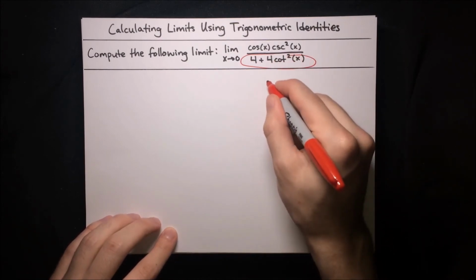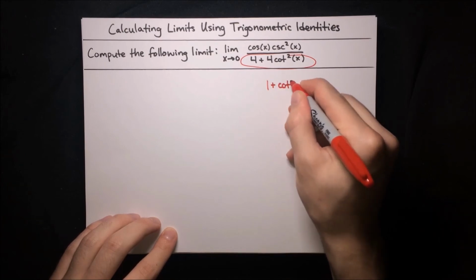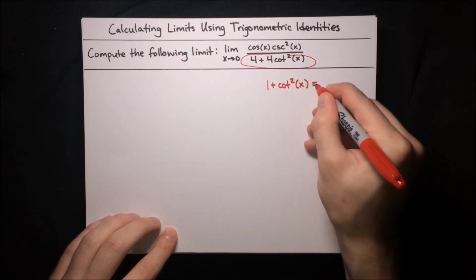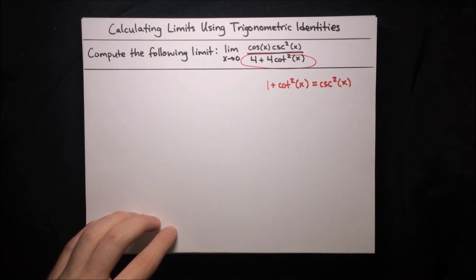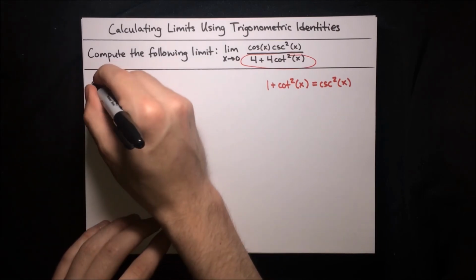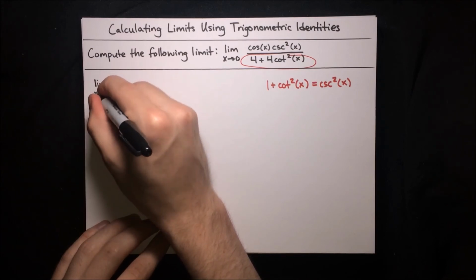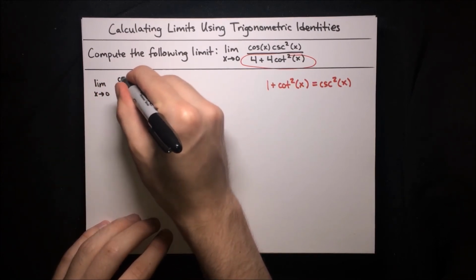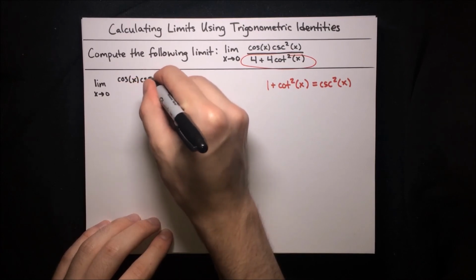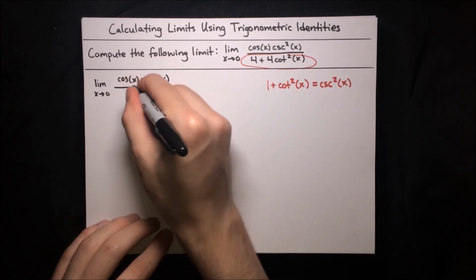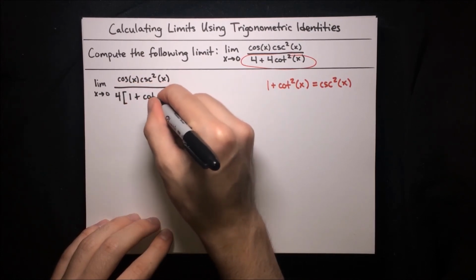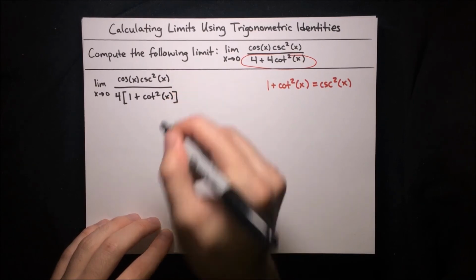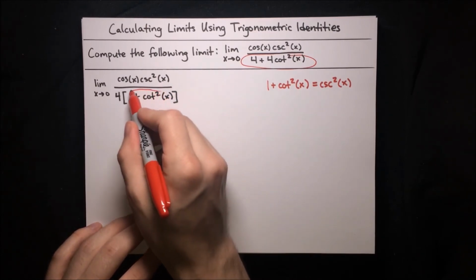That identity is just that 1 plus cotangent squared of x is equal to cosecant squared of x. And all we need to do in order to use that identity is factor that 4 out of the denominator. So let's go ahead and do that. We'll write the limit again. Limit as x approaches 0 of cosine x cosecant squared of x over 4 times 1 plus cotangent squared of x.